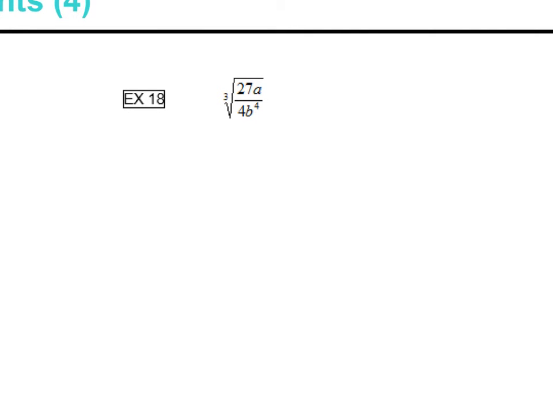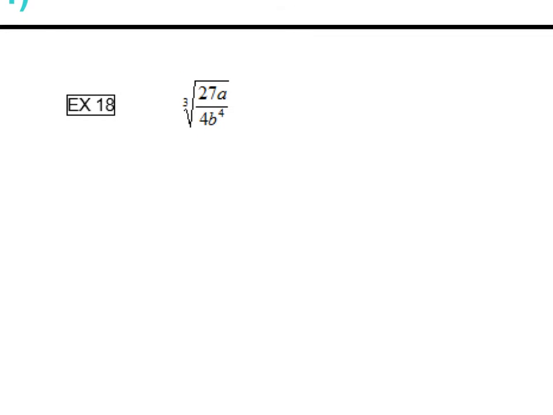Alright, this last example is going to be kind of a mess, so bear with me on this. We have the cube root of a fraction. First thing we notice is inside the fraction there's no reducing that we can do, so now we cube root everything. So we're going to do the cube root of 27a over the cube root of 4b to the fourth.